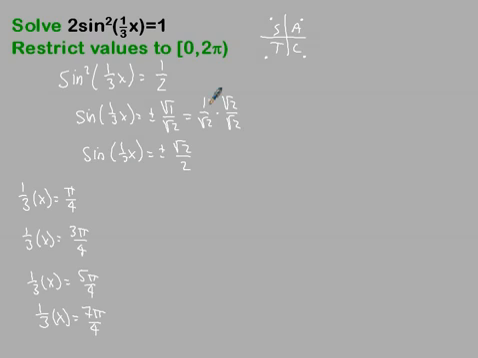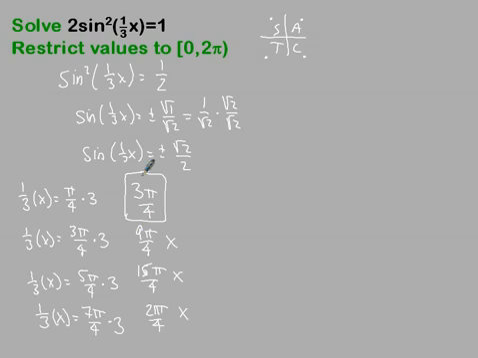But to get rid of this 1/3, I'm going to have to multiply all of these by 3 to undo the 1/3. So 3 times pi over 4 is a 3 pi over 4. Here we'll have a 9 pi over 4, 15 pi over 4, and lastly 21 pi over 4. And if you look at these, 8 pi over 4 would be 2 pi. So these are all outside of our restricted value. So the only solution from 0 to 2 pi is 3 pi over 4.